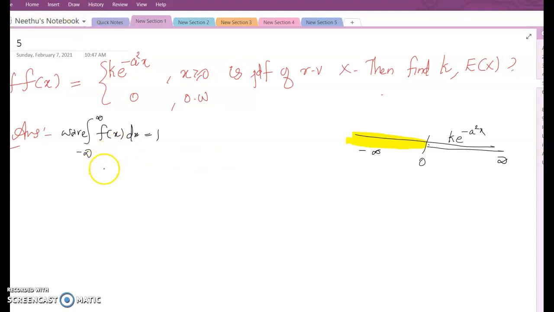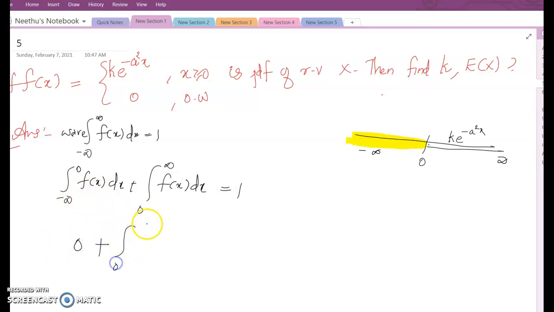This integral can be split as the integral from minus infinity to 0 of f(x) dx plus the integral from 0 to infinity of f(x) dx, equal to 1. From minus infinity to 0, f(x) is 0, so that integral is 0. Plus the integral from 0 to infinity of k e^(-a²x) dx equals 1. Since k is a constant, k times the integral from 0 to infinity of e^(-a²x) dx equals 1.